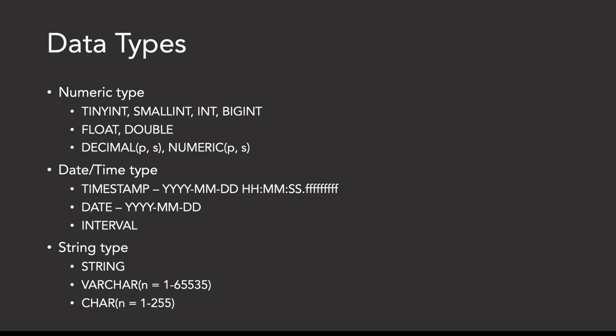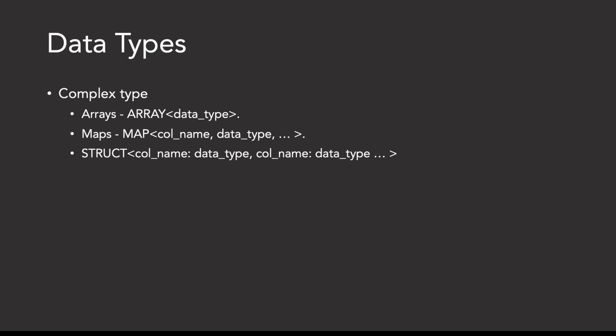In the date and time type, we have timestamp, date, and interval as the three data types. In string, again, we have three data types: string, varchar, which can have a value from 1 to 65535, or char, which can have a value from 1 to 255. There are also some complex data types that are supported in Hive.